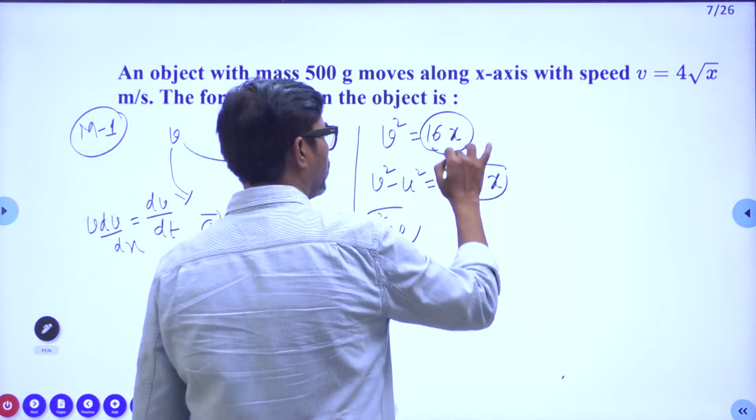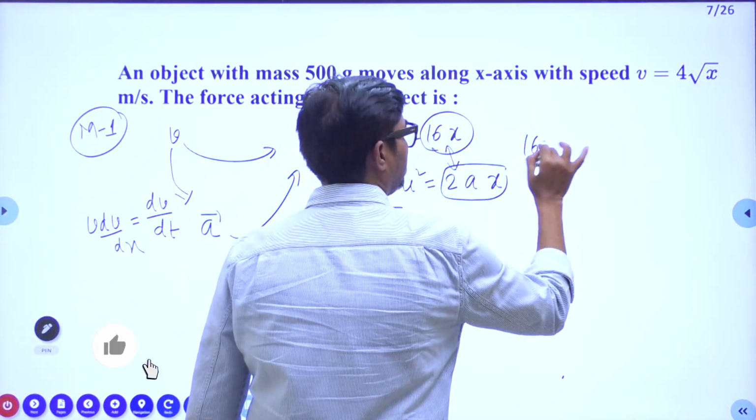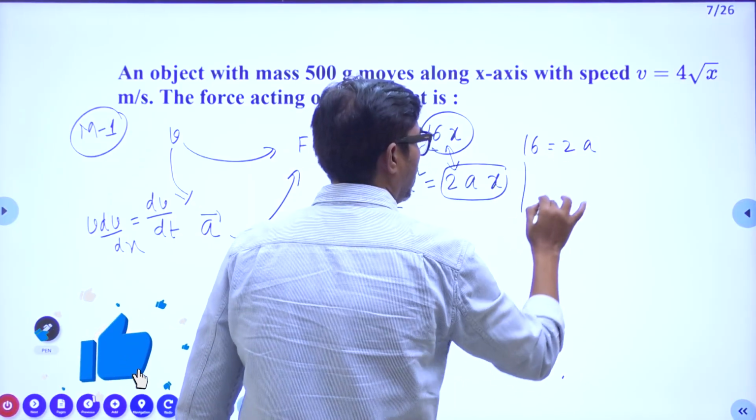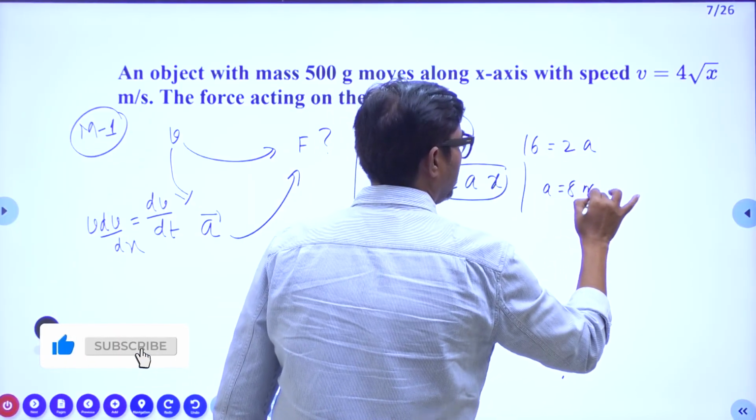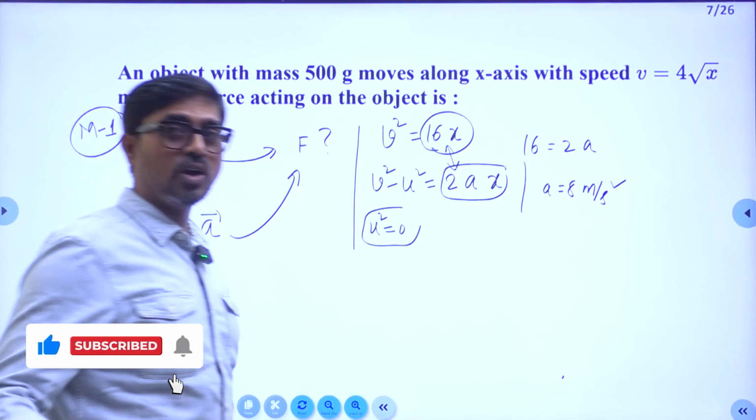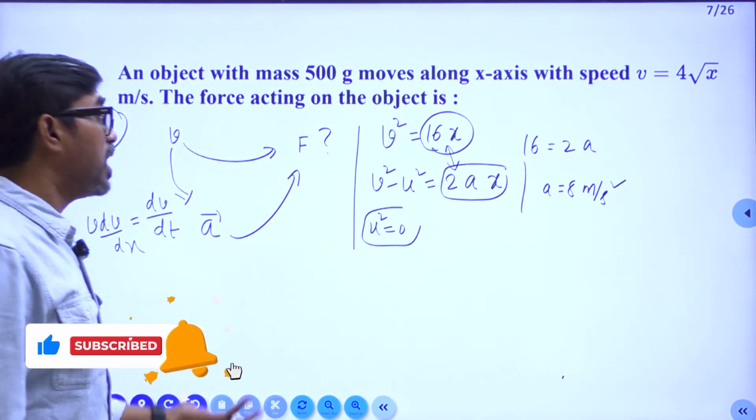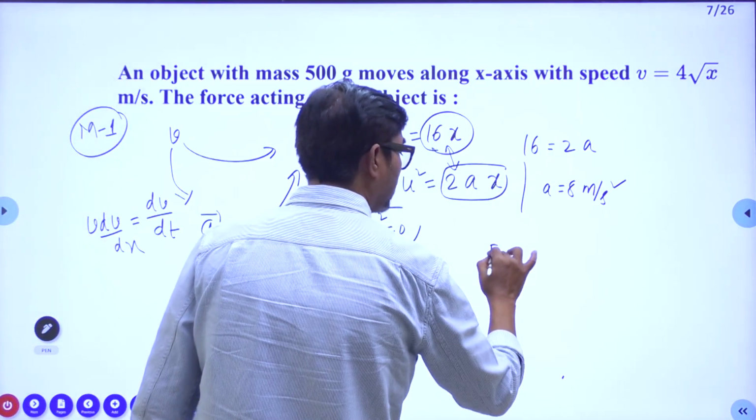So by comparison, you will see 16 must be equal to 2a, otherwise a equals 8 meter per second squared. So you got the acceleration there. Once we have acceleration, then force we can always calculate.